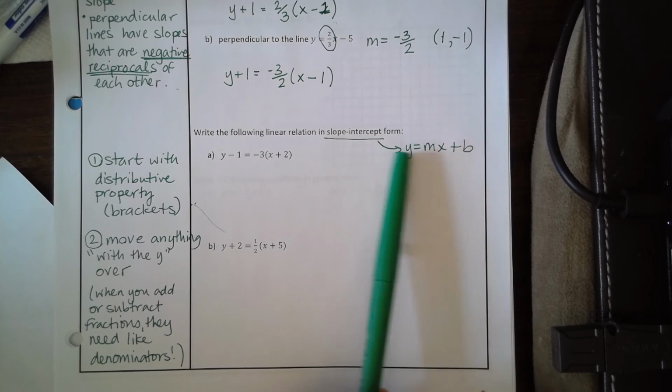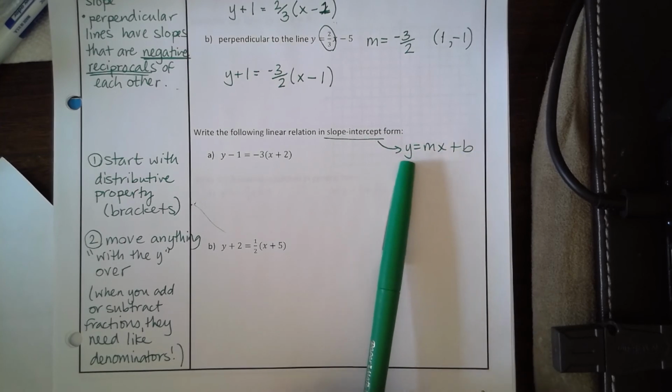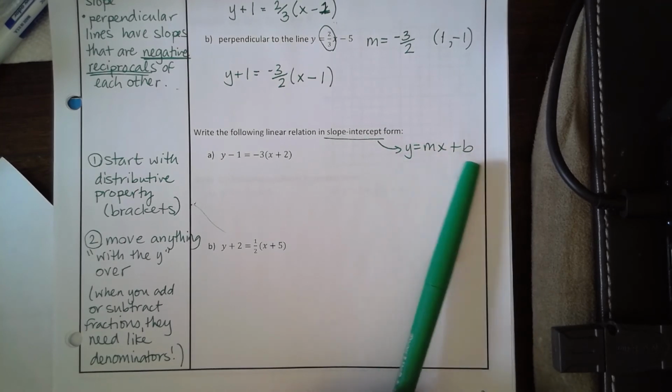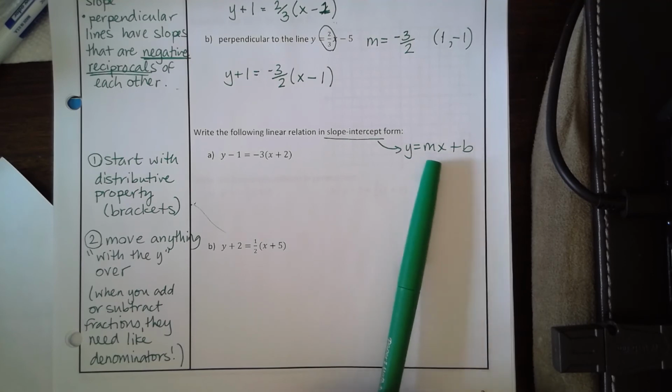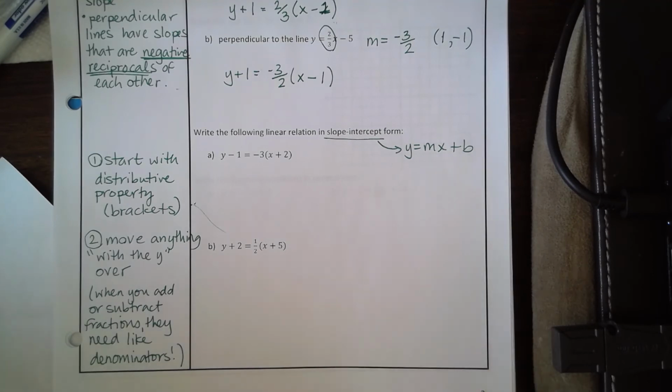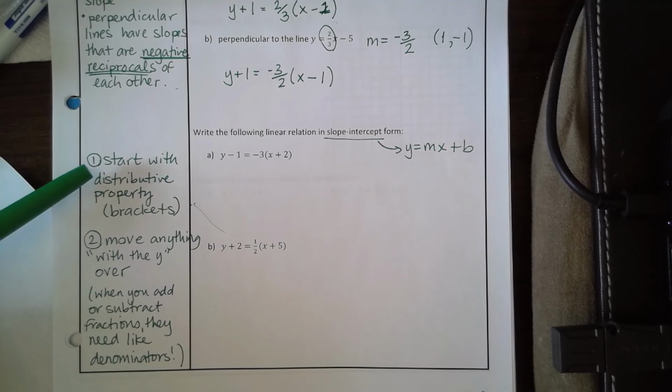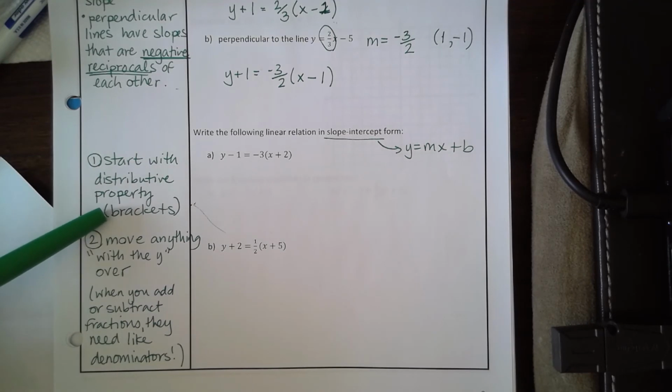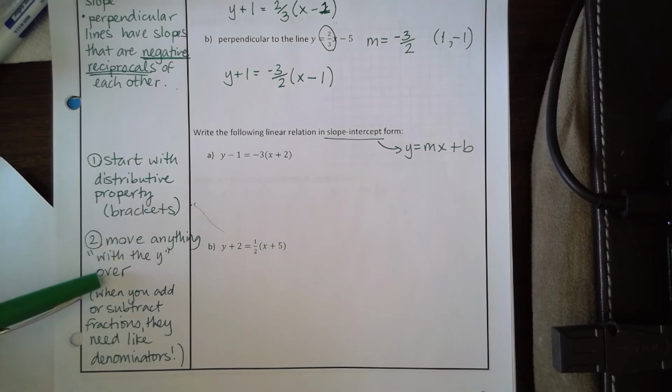And there's y by itself in y equals mx plus b, and there are no brackets here. So the steps you want to follow are: start with the distributive property, because we want to get rid of those brackets first. Then we want to move anything that's with the y over to the other side.